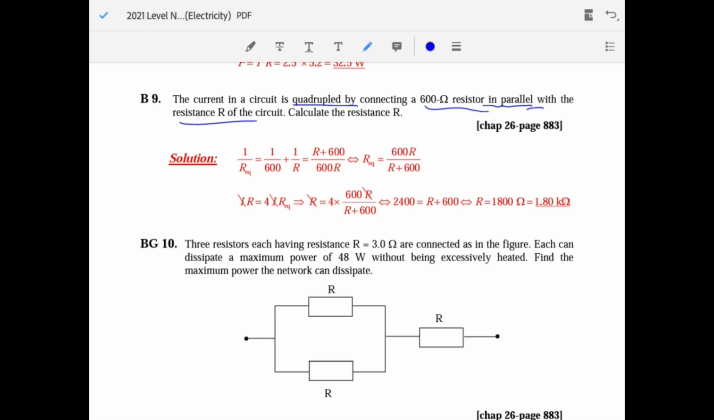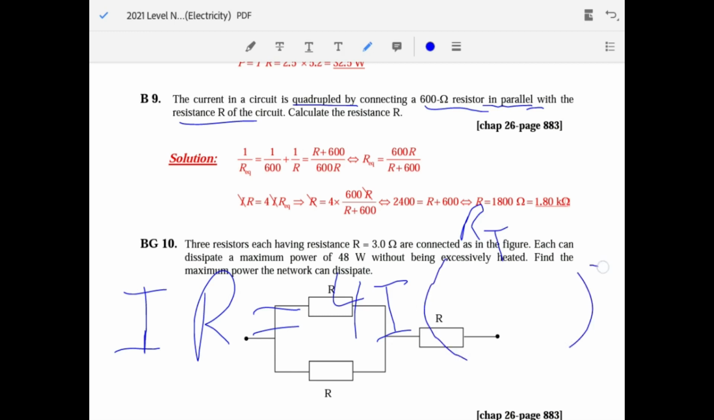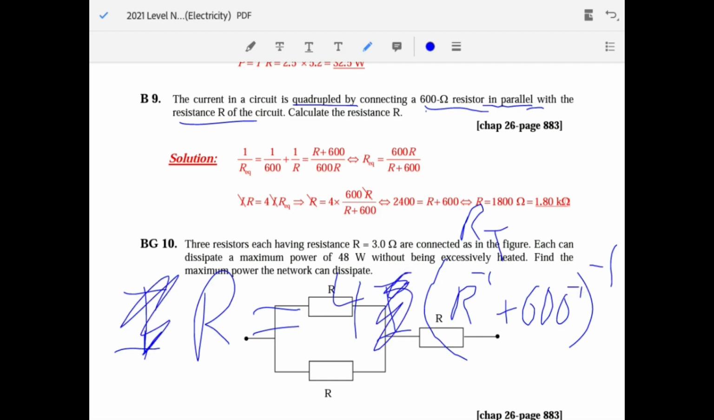So this voltage supplied is the same. So V is equal to the initial I times R, and R you don't know, and it was equal to, the current was quadrupled, so 4I times RT, and that's the total resistance. This is parallel, so you do the open brackets inverse, R inverse plus 600 inverse. I and I cancel, you put it in the calculator and solve algebraically, and you get the answer to be 1.8 thousand ohms, or just 1800.